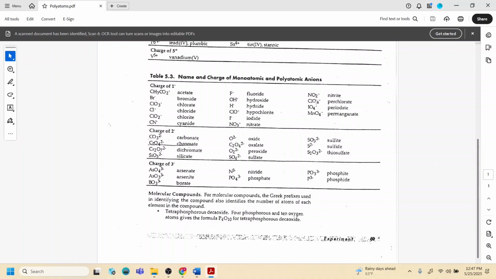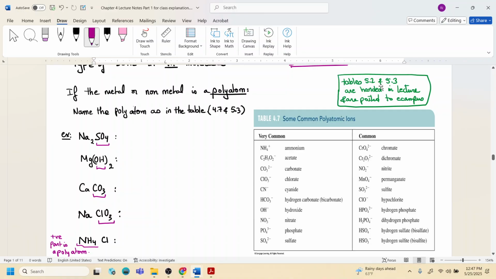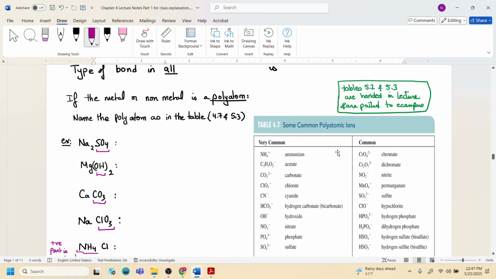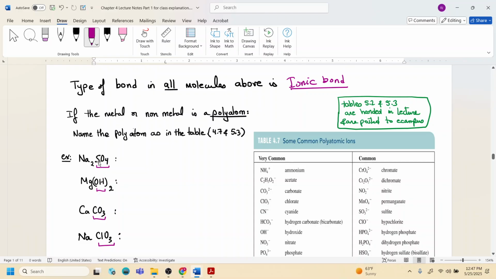So you just look for the polyatom and refer to its name and write it down. This is the table of most of the polyatoms. So what is a polyatom? A polyatom is the second part of the molecule in here, which is the non-metal part. The non-metal part is made up of more than one atom. It's either the metal part or the non-metal part, it doesn't matter. If you have one part of the molecule that is made up of more than one atom, then this is called a polyatom case.